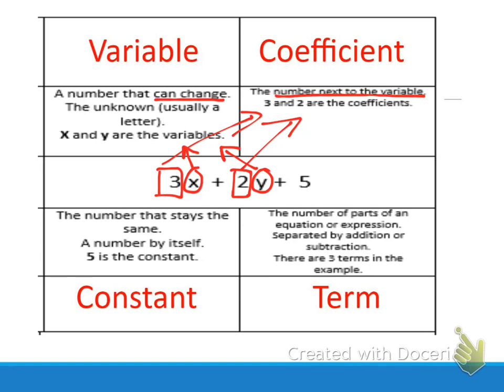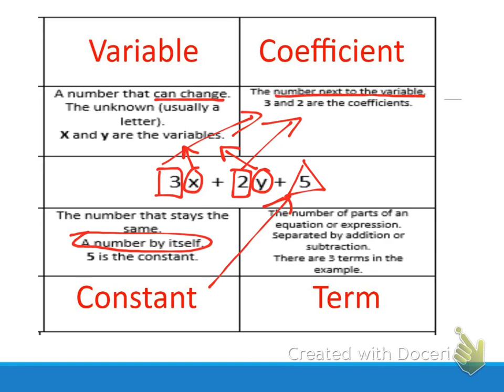Okay? Now there's also a thing called a constant. So if something is constant, that means it stays the same, right? So a constant is a number all by itself, and it's not going to change. It has nothing to do with the variable. In this case, we have one constant, and it's the number 5. Because it is all by itself. You see, it doesn't have a variable next to it.